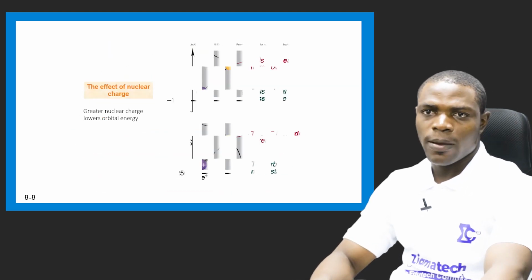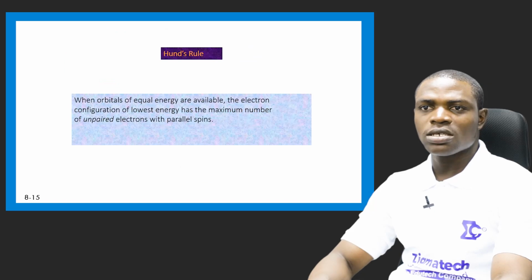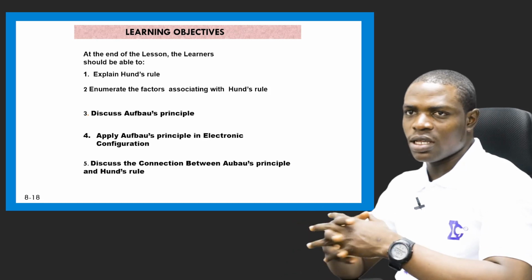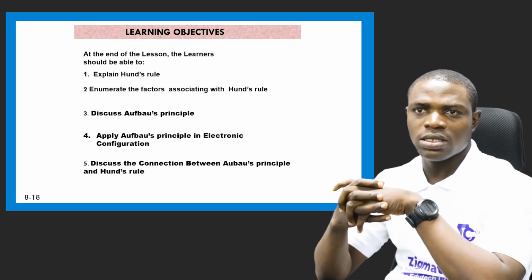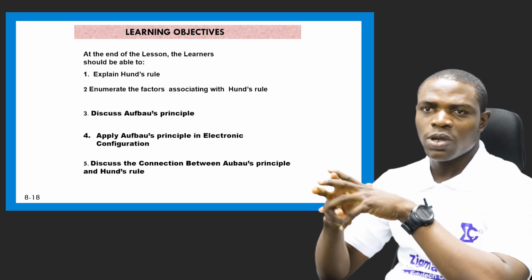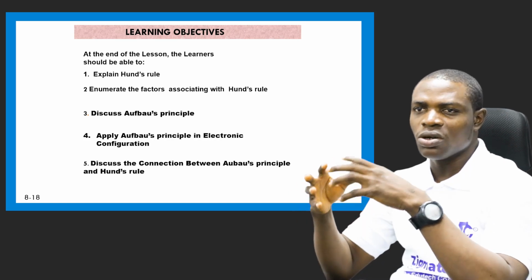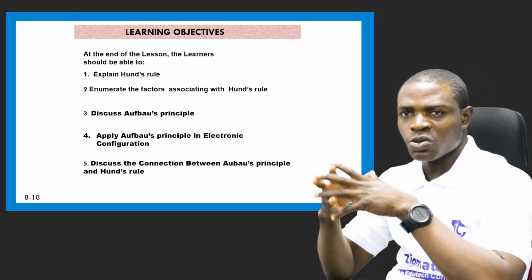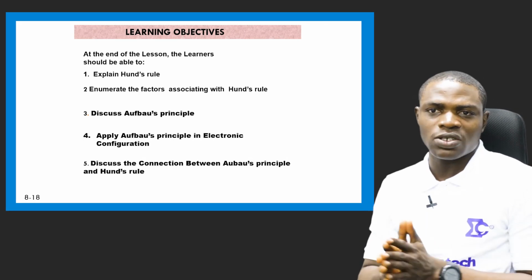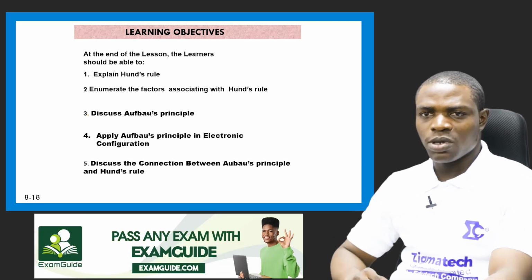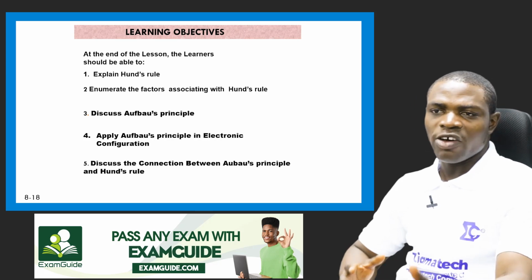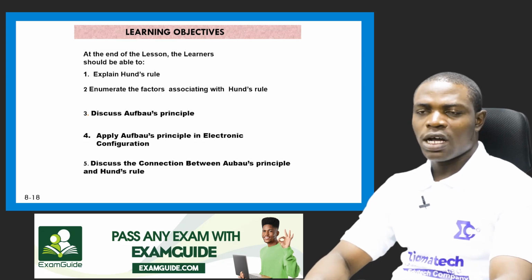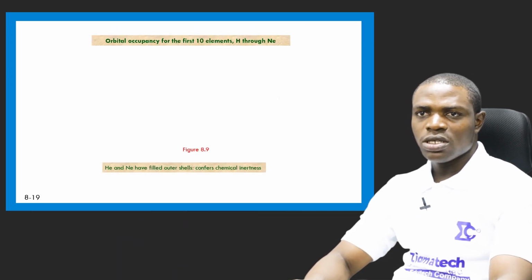We want to look at the last part, and at the end of the lesson, you will be able to explain Hund's Rule. You'll be able to enumerate the factors associated with Hund's Rule. You are going to be able to discuss Aufbau's principle, apply the Aufbau's principle in electronic configuration, and finally discuss the connection between the Aufbau's principle and Hund's Rule. This is what you will learn as you follow to the end of this video.